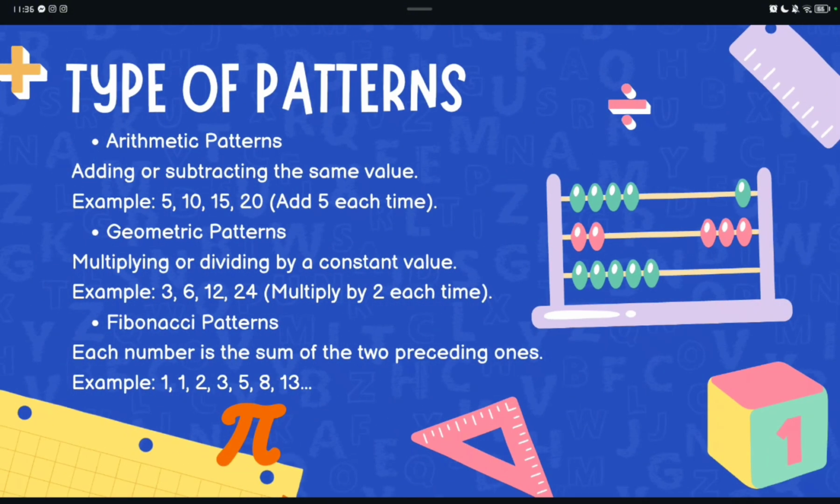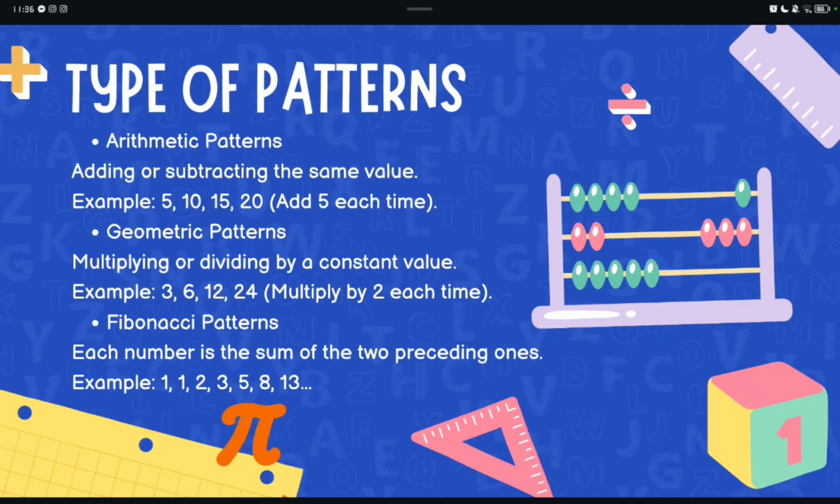And then there are also types of patterns. The arithmetic pattern is adding or subtracting the same value, like 5, 10, 15, 20. The pattern here is add 5 each time. And then the geometric pattern is multiplying or dividing by a constant value. For example, 3, 6, 12, 24. Multiply by 2 each time.